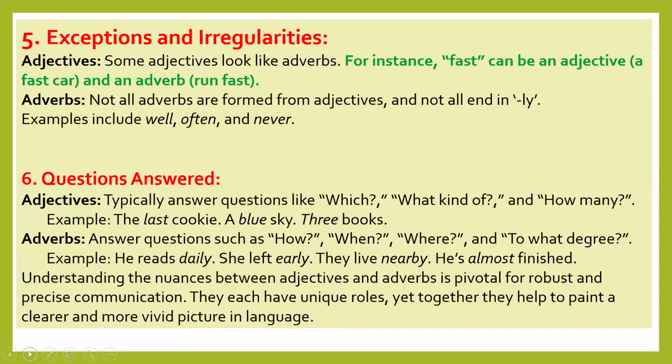There are a few exceptions and irregularities. Some adjectives look like adverbs. For example, fast can be used as an adjective, a fast car, and as an adverb, run fast. In a fast car, car is a noun and fast is an adjective. In run fast, run is a verb and fast modifies the verb, so it becomes an adverb. So some adjectives look like adverbs.